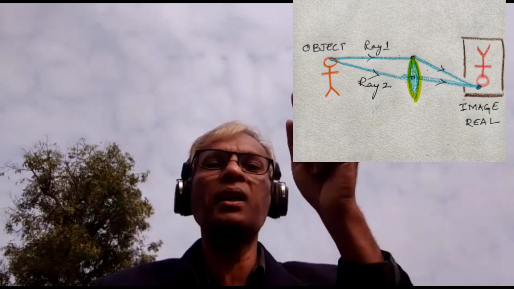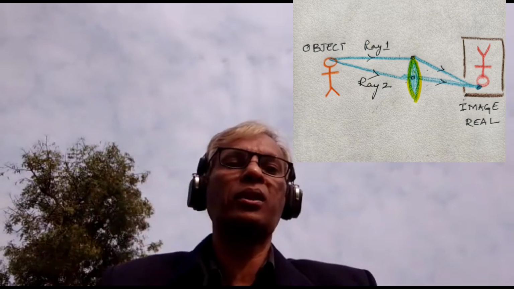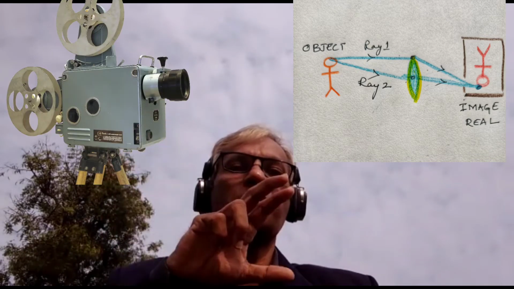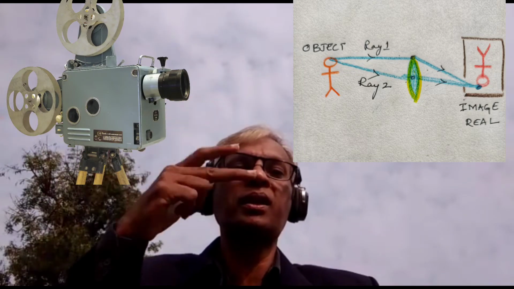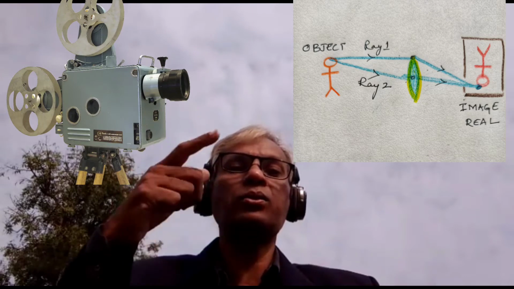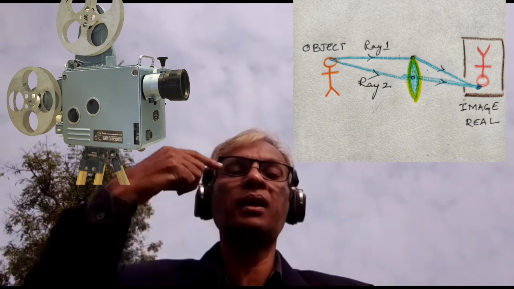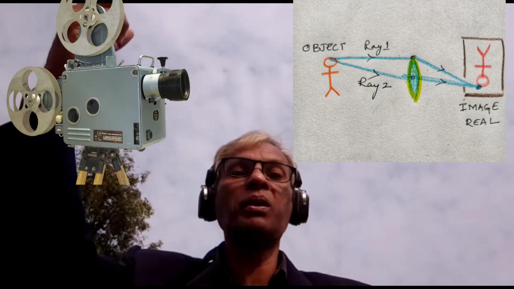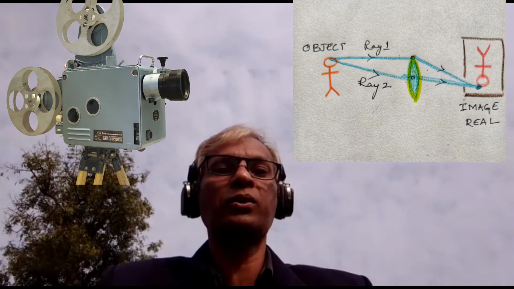For example, take a convex lens. You have seen the projectors in olden days. There were projectors through which we used to focus a picture over the screen. In the projector we have to fix a reel, and that reel was kept inverted, yet a real and erect image was formed on the screen of the film theater. You have seen all this in the film theater.